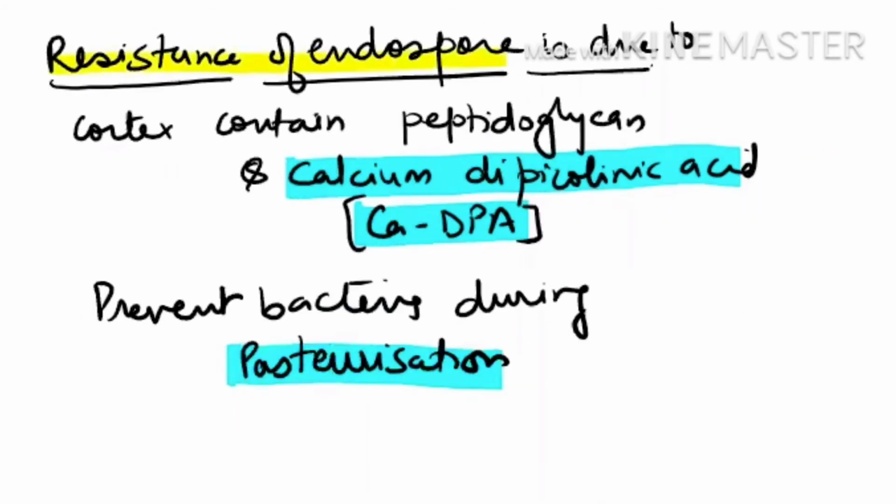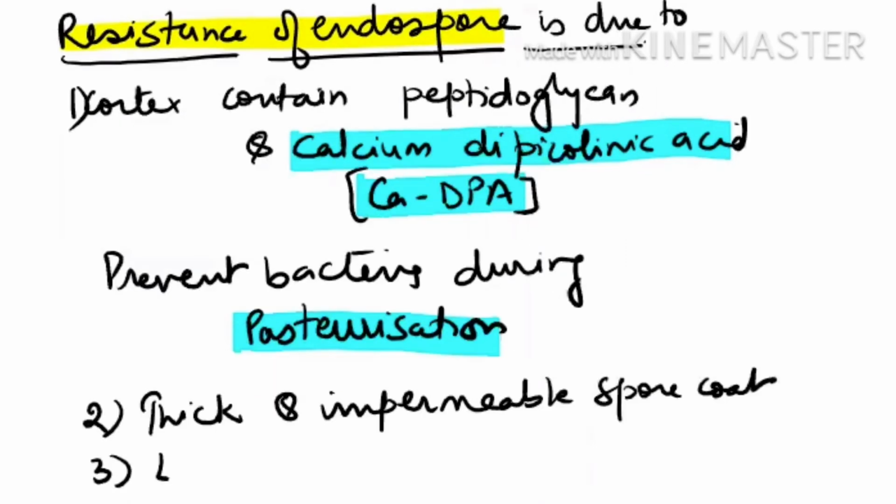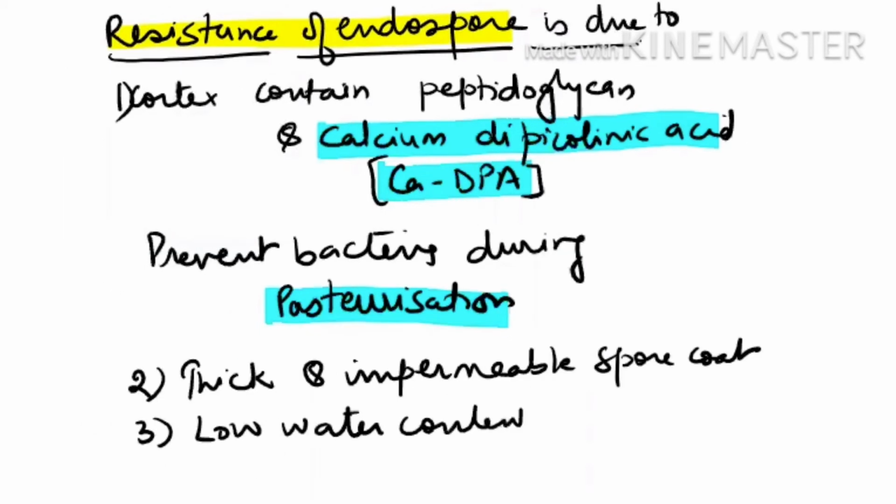Resistance is not only because of this chemical, some other reasons are also there. The second reason is this: it has a very thick and impermeable spore coat, very low water content, and low metabolic activity.